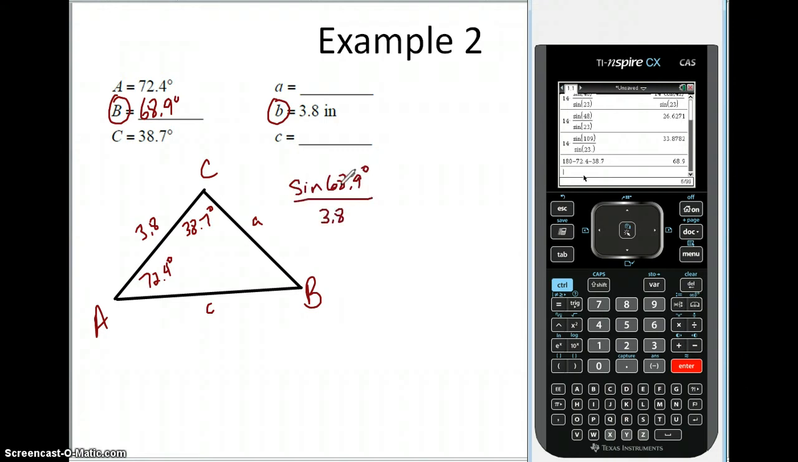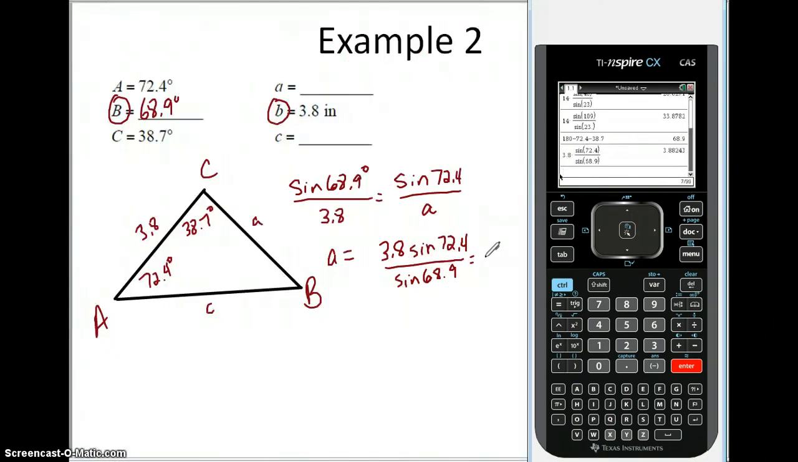Because this is the sine of B over little b, equals, let's do A. Let's do this one here. So sine of 72.4 over little a. And then we're going to do our little bit of math here. So cross multiply. 3.8 sine of 72.4 over sine of 68.9. And that's going to give us 3.88. Okay, so we got A is 3.88 inches.